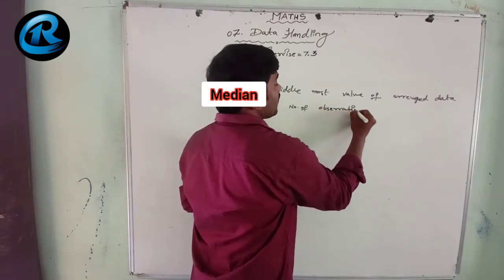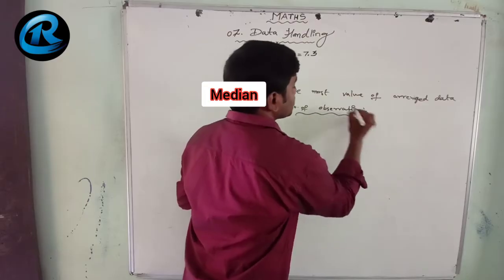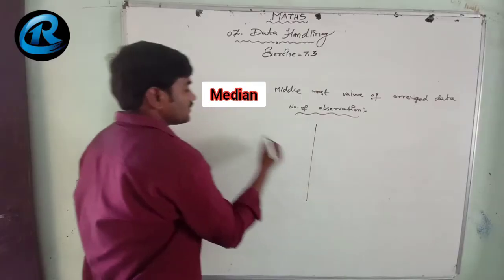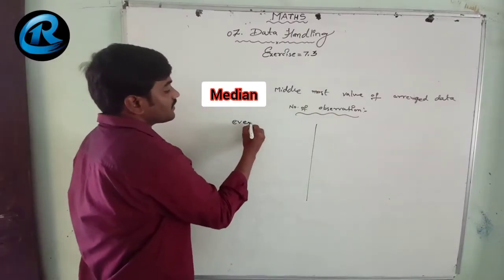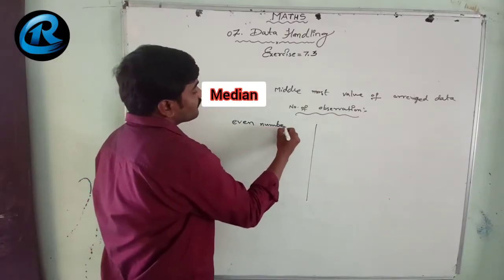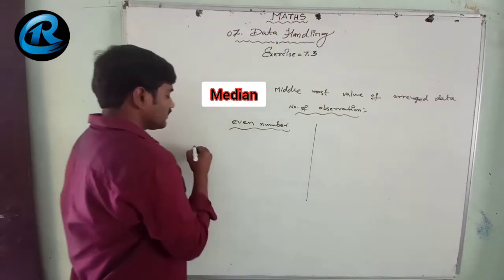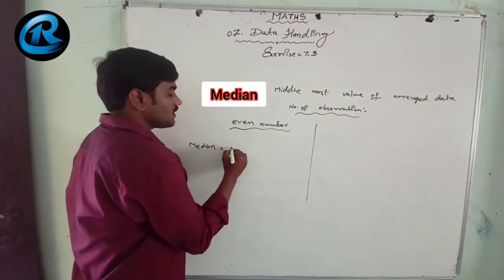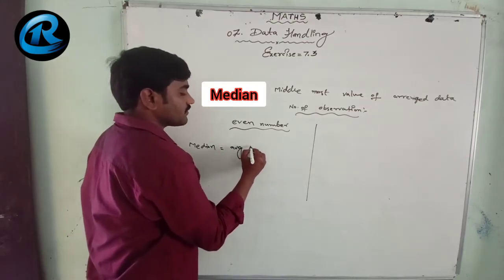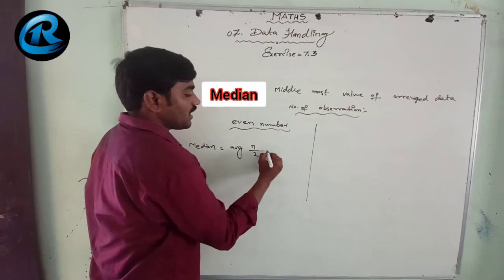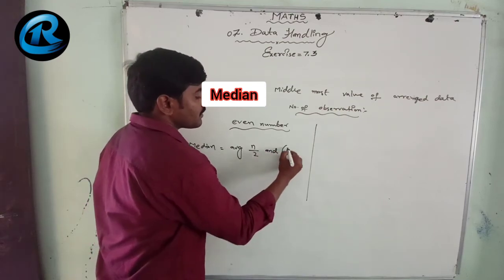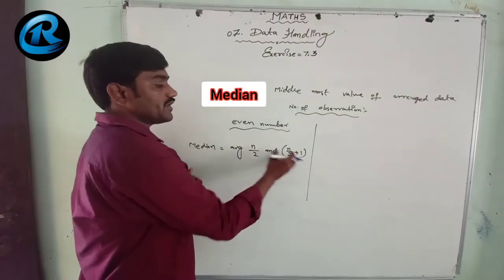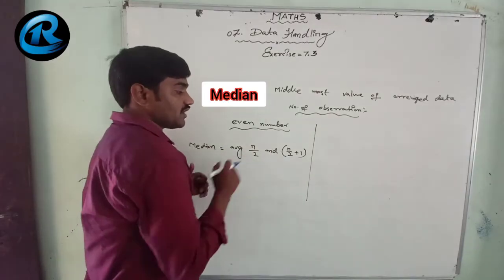observations. In the introduction class we have learned this clearly. It also depends on the number of observations. If the number of observations is an even number, the median is the average of n by 2 and n by 2 plus 1. Those averages we have to take.